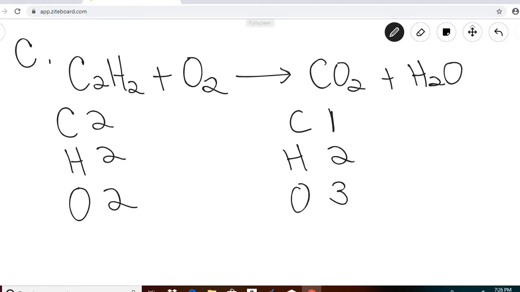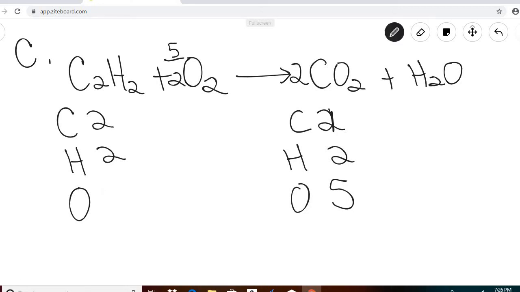So if we put a 2 here, that's going to balance our carbon now. So we have 2 carbons on each side. Hydrogens are still okay. And now we have 5 oxygens on the product side, since the 2 carbon dioxides plus the water give us 5. So again, if we take the oxygen and multiply it times 5 halves, 5 halves times 2 will give us those 5 oxygens on this side.